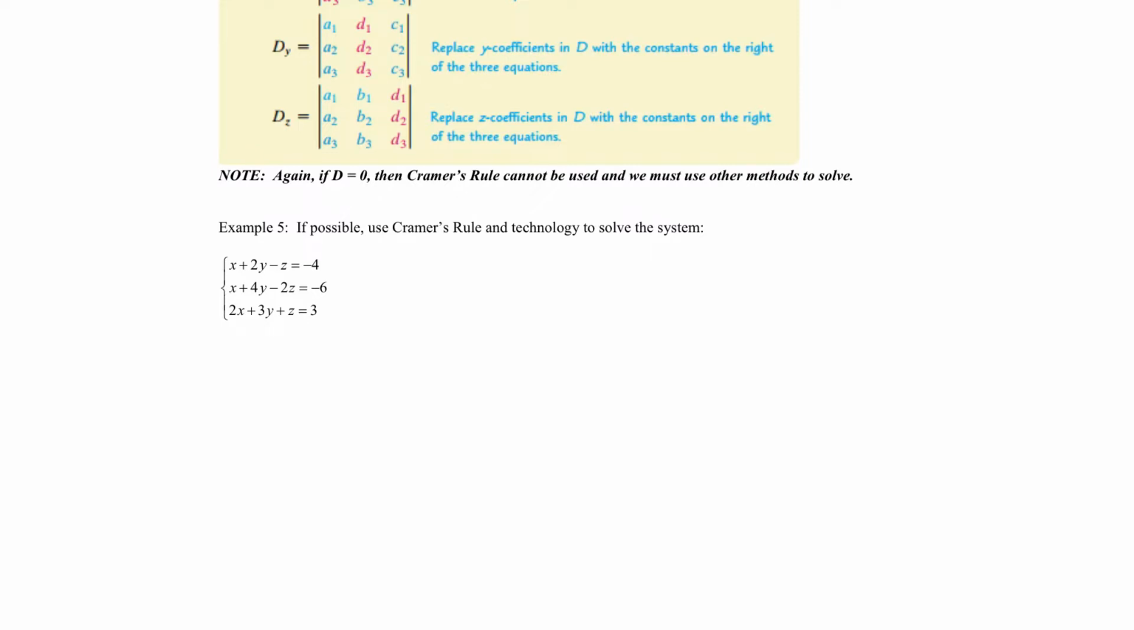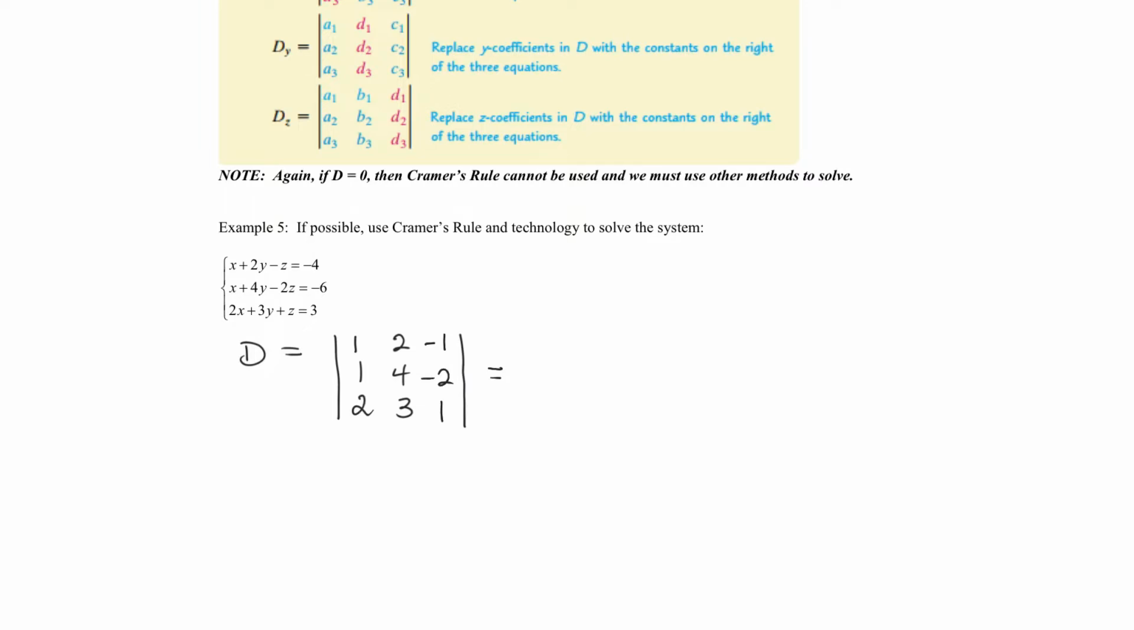But before I can do that, I need to figure out what those determinants are going to look like, right? So D is going to look like all of the coefficients of x, y, and z. So my coefficients of x are going to be 1, 1, and 2. So 1, 1, and 2. Coefficients of y are going to be 2, 4, and 3. So 2, 4, and 3. Coefficients of z are going to be negative 1, negative 2, and 1. So negative 1, negative 2, and 1.